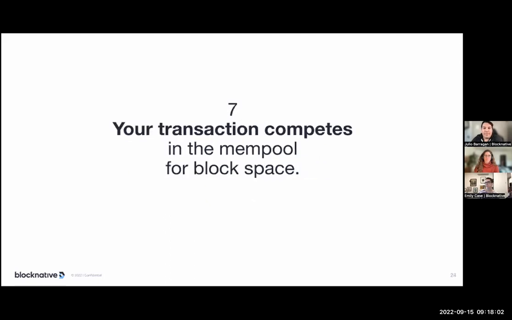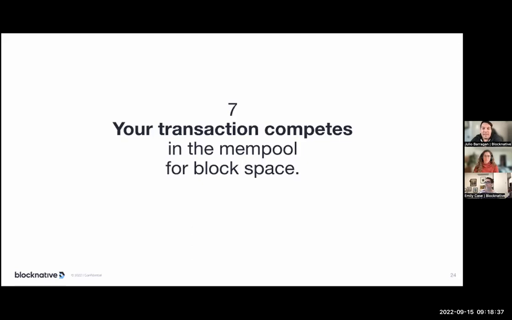Okay, number 7, your transaction competes in the mempool for block space. Effectively, your transaction is always competing for block space, right? So what do I mean by that? Theoretically, under proof of work, blocks were confirmed on average every 15 seconds. Under proof of stake now it's every 12 seconds. And each proposed block is going to contain typically around 150 transactions at any given moment. But there's usually between 80 and 100,000 pending transactions across the entire Ethereum network.